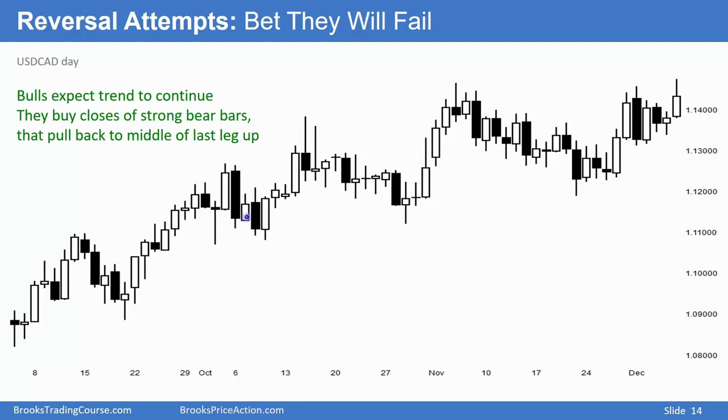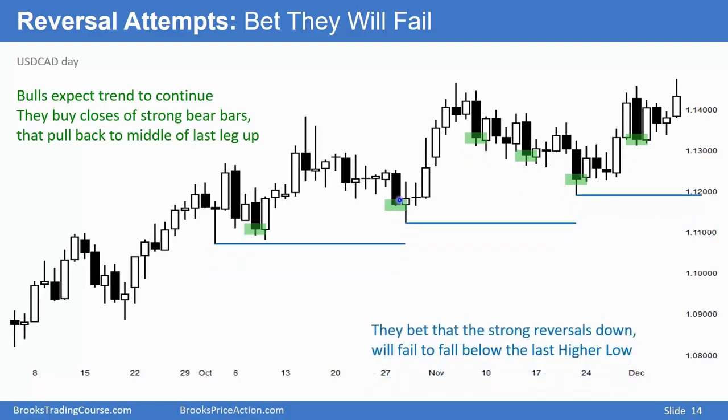And bulls like to see these reversal attempts. As long as the market's continuing to make higher lows, they assume the trend will continue. So whenever they see a reversal attempt like this or that or this, guess what? They buy it because they expect the reversal attempt will fail. So the bulls will buy bear closes and they'll use the appropriate stop. A bull buying this close, his stop is below the most recent major higher low, and he bet that the bear reversal would fail and that the trend up would continue.